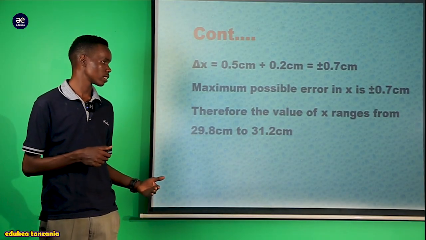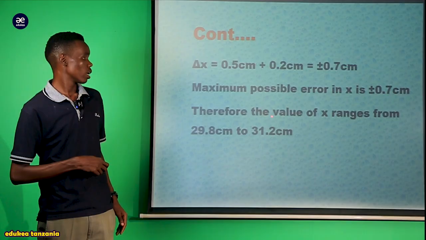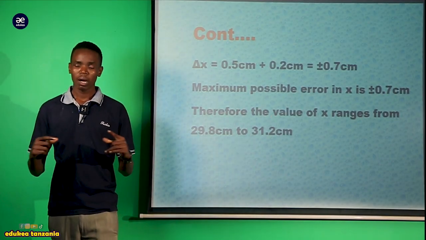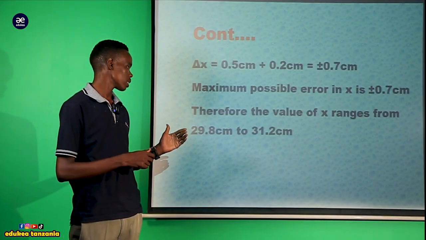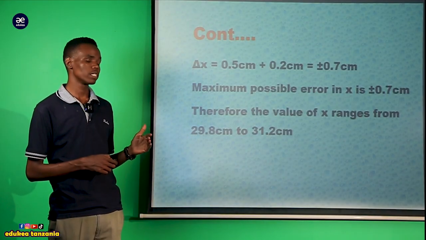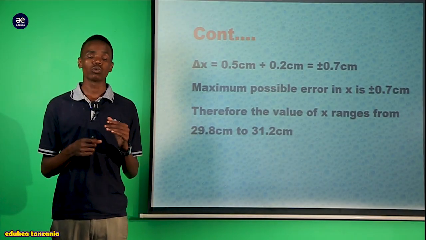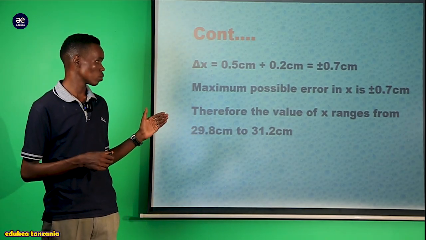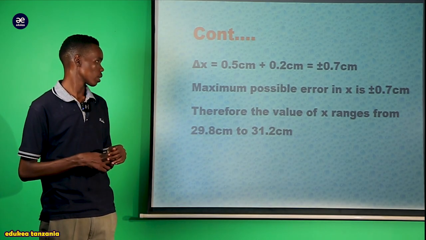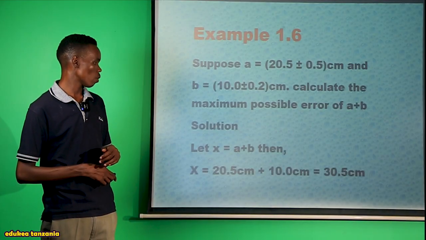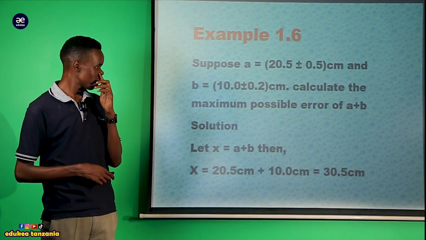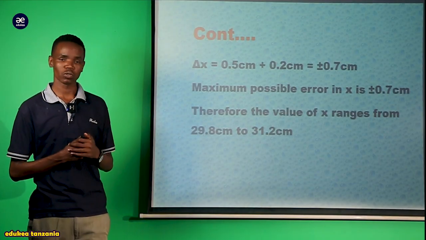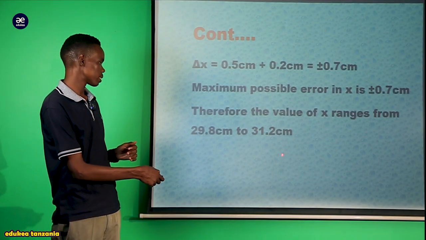Now, let us conclude by saying that therefore the value of x must range between 29.8 centimeter to 31.2 centimeter. How does this occur? Why have we said that this is the true value, that it will range like this? How do we get this?